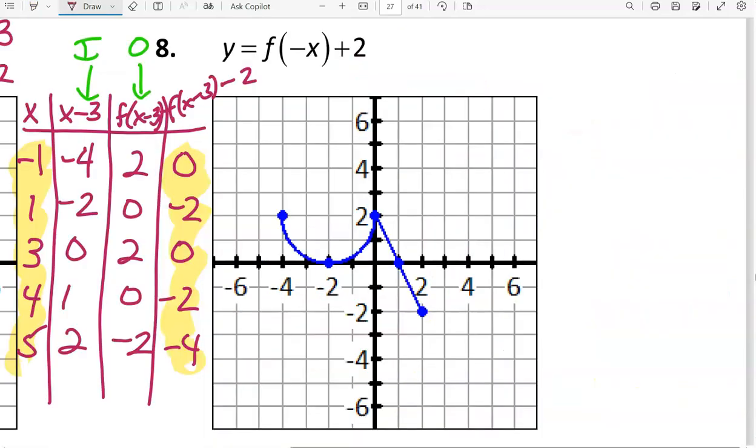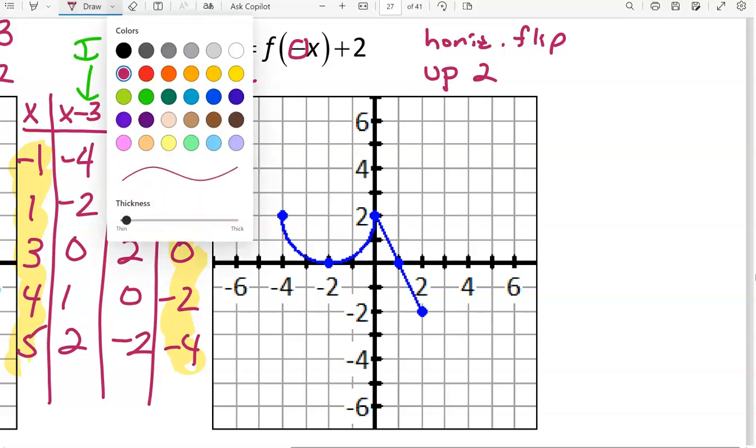For number 8, I see a times -1 on the inside of the function. That's going to be a horizontal flip. And then I see a +2 on the outside of the function. That is a translation or shift up 2. So you can do these in either order, actually.